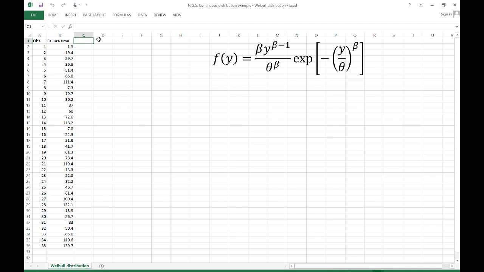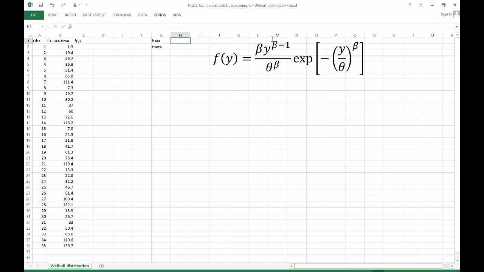Okay, so again, what we're going to do is evaluate this Weibull distribution PDF. It has two parameters, beta and theta. We're going to evaluate that PDF for each one of our failure time observations. Let's say we have 35 observations of failure time, and so we're going to evaluate this PDF given a couple of different parameters, and we're going to have to estimate those, beta and theta.